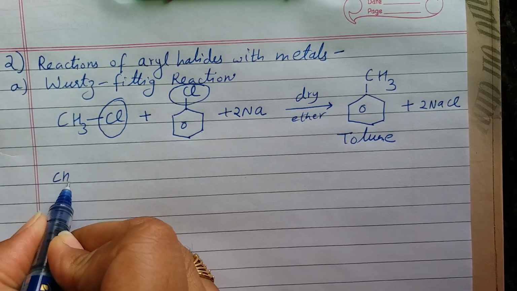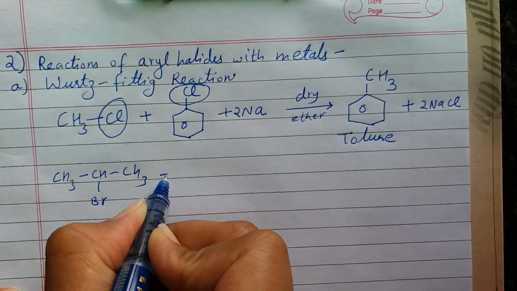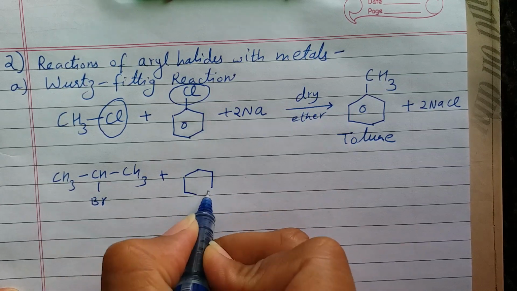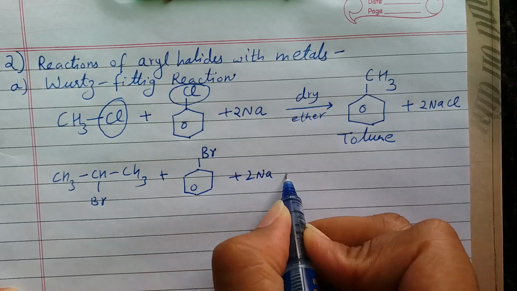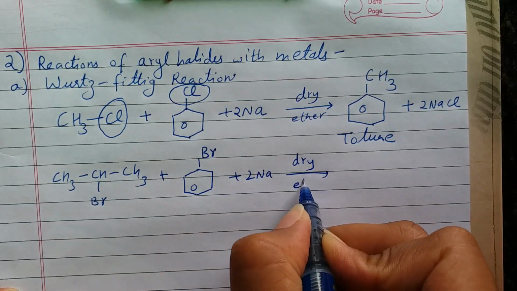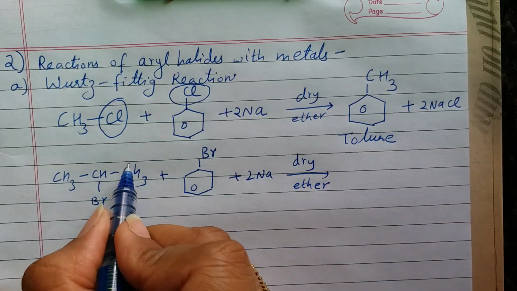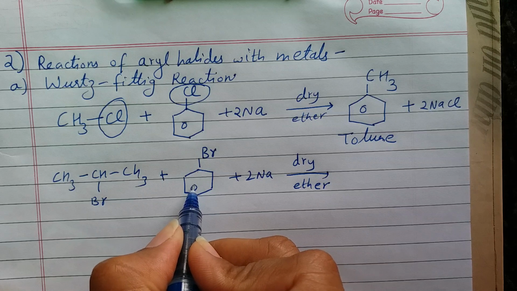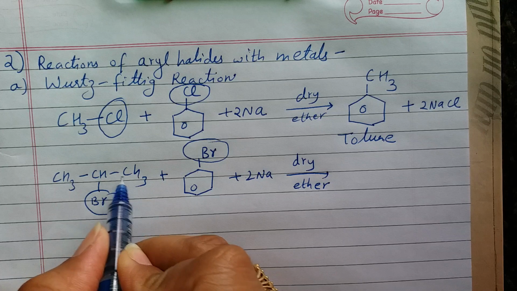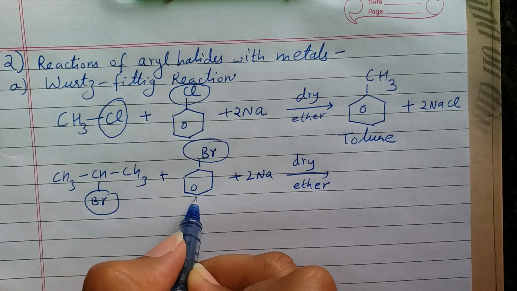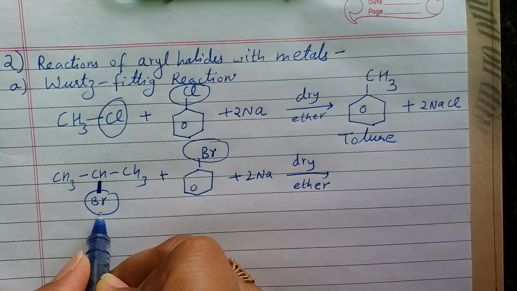Suppose this time I take 2-bromopropane and make it react with bromobenzene in the presence of sodium metal and dry ether. So which reaction will this be? This will be regarded as the Wurtz-Fittig reaction, because one is an alkyl halide and the other is an aryl halide. And what happens? The two halogens will be removed and the alkyl and the aryl ring are going to join. Again, be careful. The alkyl is to be connected through the same carbon from where the halogen is removed.